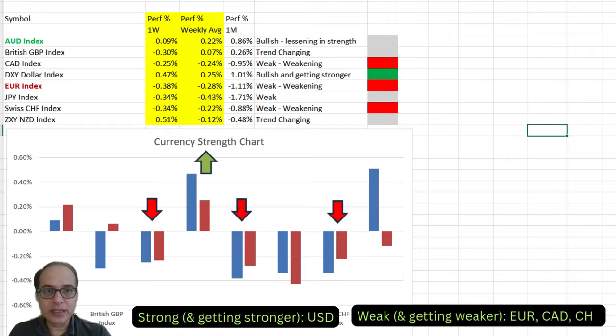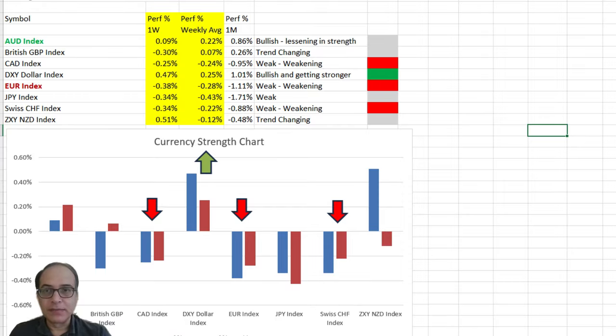So what we see is that the dollar has by far been the strongest. It had been strong over the past month or so, and it's become even stronger in the previous week. So we would be looking at dollar longs. Similarly, we would also be looking at the Aussie dollar longs, but to a lesser extent, and then shorts for the Canadian dollar, which is weak, and then the euro, which is weak, as well as the Swiss franc.